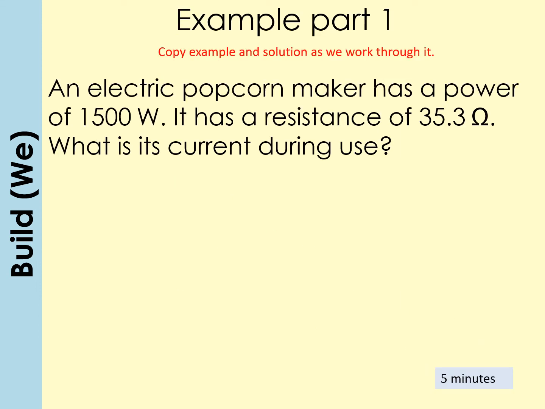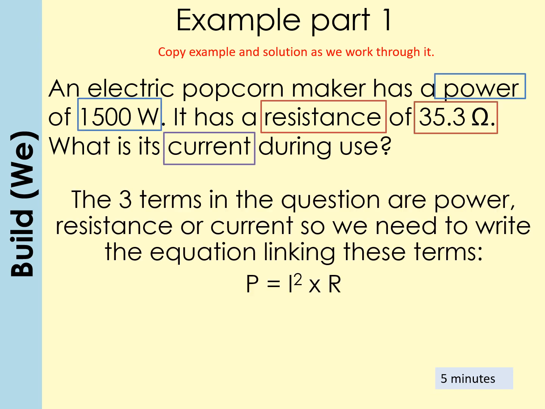So we're going to look at now a worked example of this. The calculations go on for 3 slides, but you only need to copy down the main bit in the first slide. So an electric popcorn maker has a power of 1500 watts. It has a resistance of 35.3 ohms. What's the current during use? So we've already got power, we've got resistance, so we need to find current.